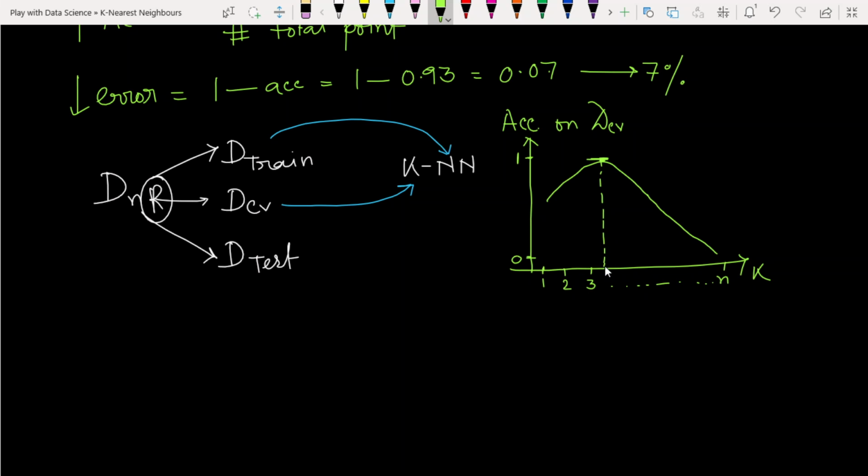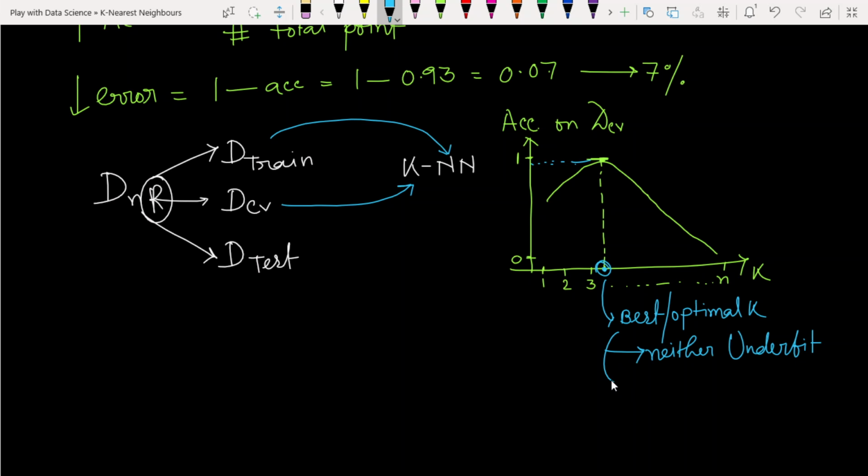The highest value of this accuracy gives us our perfect k. Suppose here is our perfect k. This is the maximum value of our accuracy, and that k is called the best k, or the optimal k. At this k our model is neither underfit nor overfit. We have seen this geometrically, but how do we do this numerically? Neither underfit nor overfit.